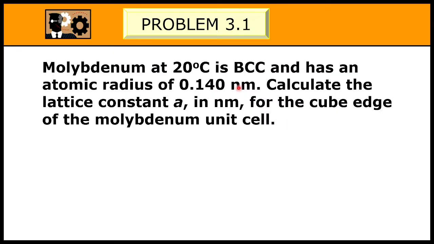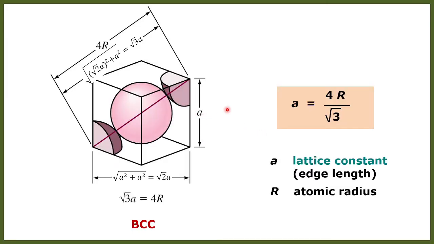Okay, let's go to the first example. Molybdenum at 20 degrees C is BCC and has an atomic radius of 0.14 nanometer. Calculate the lattice constant a in nanometer for the cube edge of the molybdenum unit cell. Okay, this is one unit cell, and it is BCC.